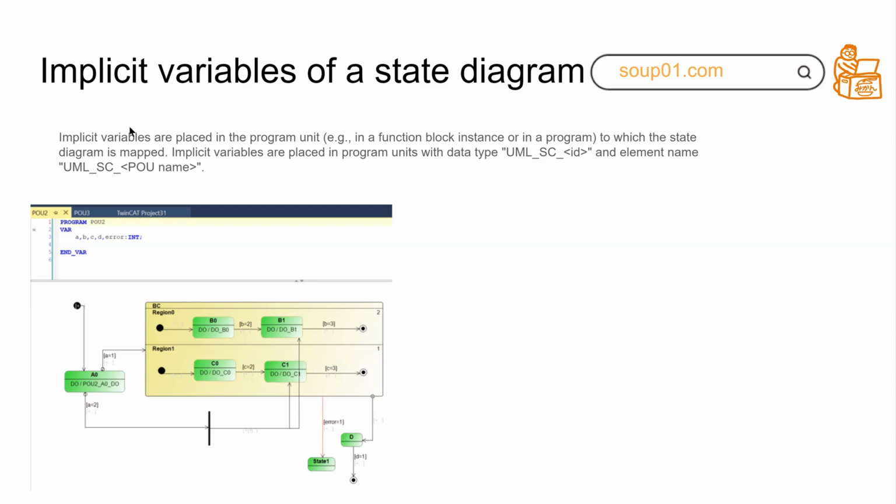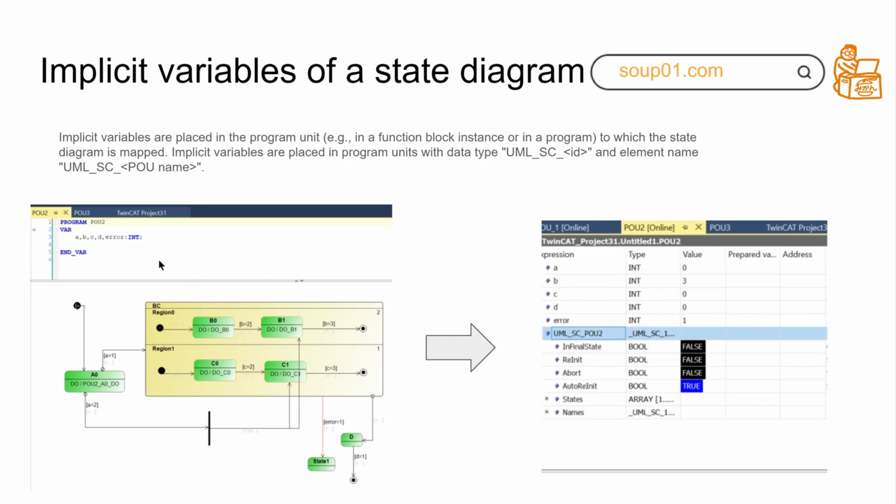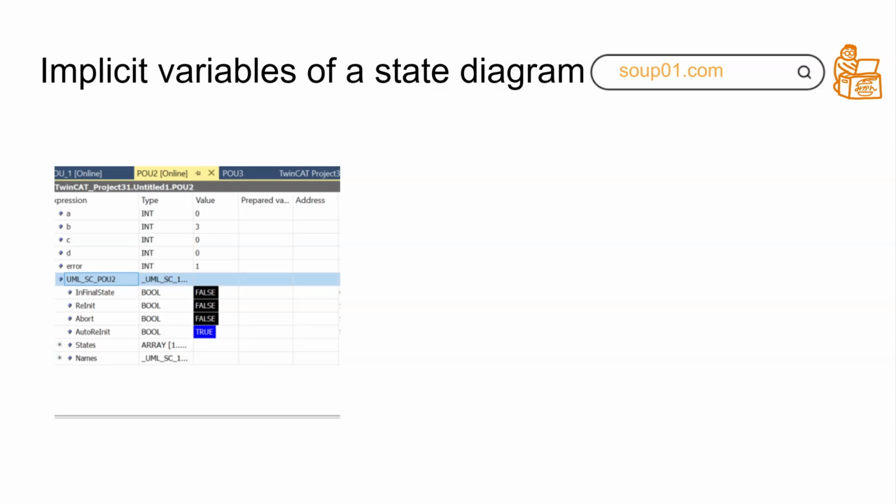If you compile the program and download it to your TwinCAT system, then you see not just A, B, C, D, and error. You have UML_SC_point2, and it's a data type with ID. That is what we mean by UML SC point name and UML SC ID. And here are so many variables to help you know the status of your StateChart diagram and to control it. So let's go a little deeper into these variables because they will help you so much.